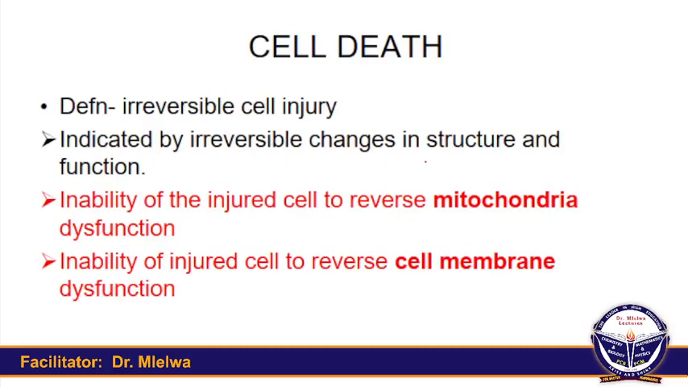So, let's go. Cell death, by definition, is irreversible cell injury. As we said in the previous session, kwamba, irreversible cell injury occurs when the cause of cell injury is persistent or is severe. Kama kitu kilicho sababisha cell injury kikawa persistent au kikawa severe, maana yake kitakachotokea ni cell death.